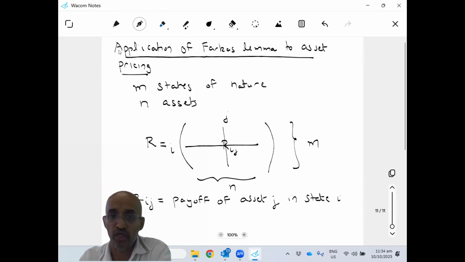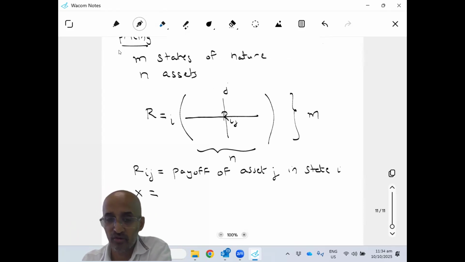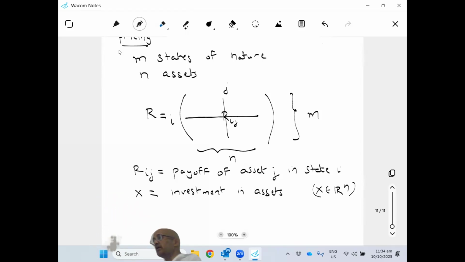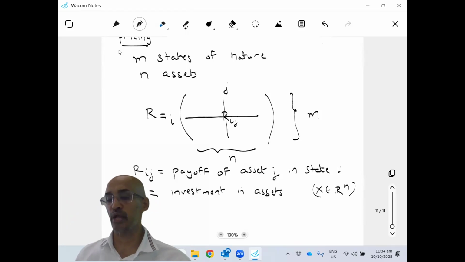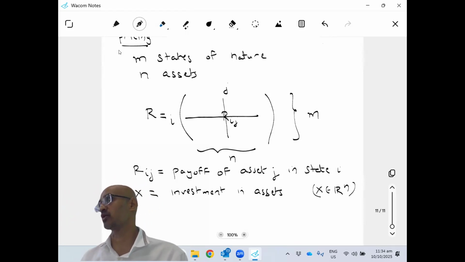What can you do? You can invest. So x is a vector of size n, the investment in the assets. So x is in Rn. You can invest in each asset. Technically, you might buy assets, but there's also in finance this idea of shorting, where you can buy negative. I don't want to get into that, but you're essentially investing in these assets. It can be positive or negative. Positive means you're buying, negative means you're shorting these assets.